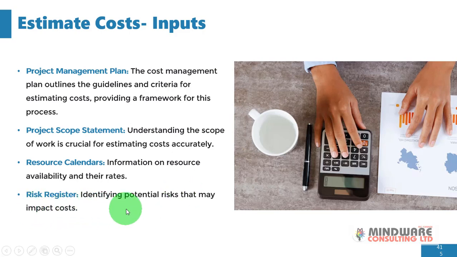Risk register, identifying potential risks that may impact costs. Okay, so you also need to have your risk register. Okay, this gives you an overview of all the risks that you're going to encounter in this project and how they are going to impact your costs. Okay, for example, if there's going to be scarcity at some point in the project life cycle, of course, that's going to impact the costs. Prices are going to go up.